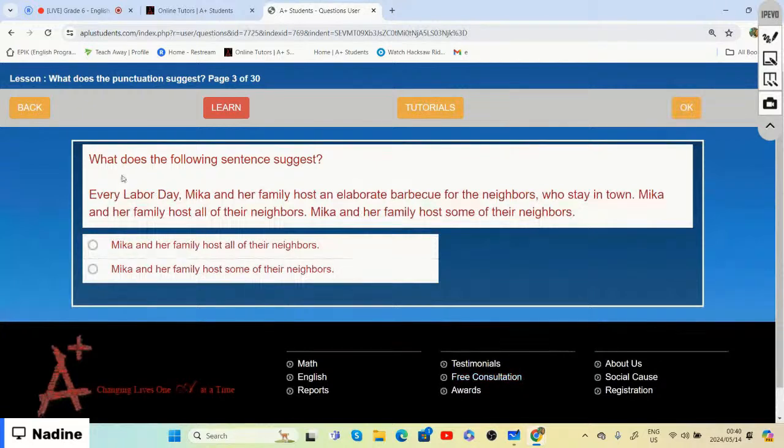As soon as you see a comma, you must know it is a non-restrictive element. So what does the following sentence suggest? Every Labor Day, Mika and her family host an elaborate barbecue for the neighbors who stays in town. Mika and her family host all of their neighbors. Mika and her family host some of the neighbors.